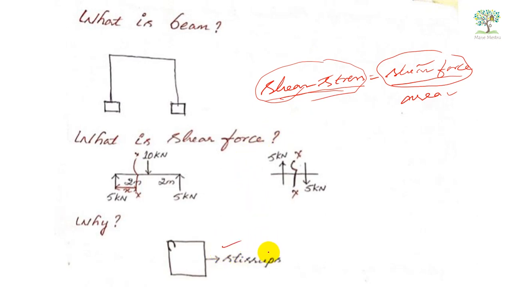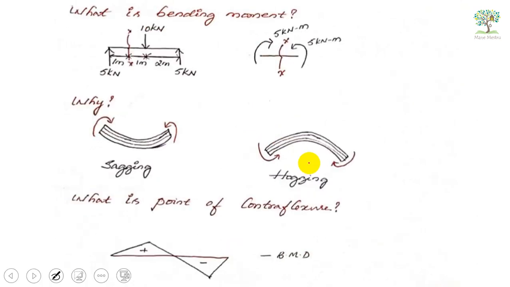Based on the shear stress value, we will design stirrups. Stirrups are to resist shear stress. Hope you have seen in the reinforcement section of beams, they give rectangular stirrups. This is purely to resist shear stress. So hope you understood why we have to calculate shear force. Based on the shear stress, they design the stirrups and also the spacing of the stirrups. That's why we need to calculate shear force.